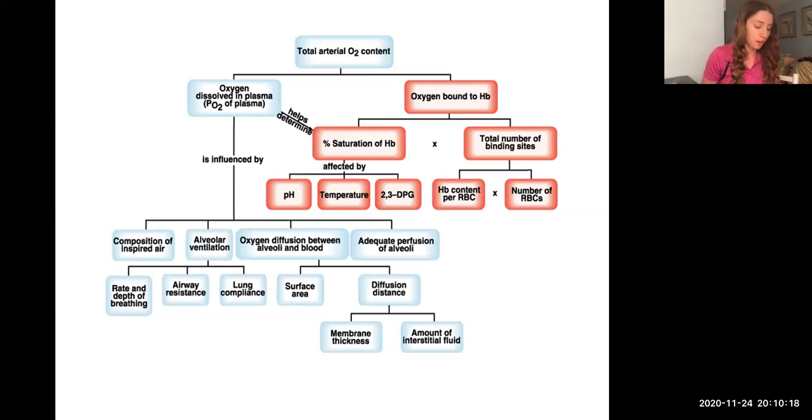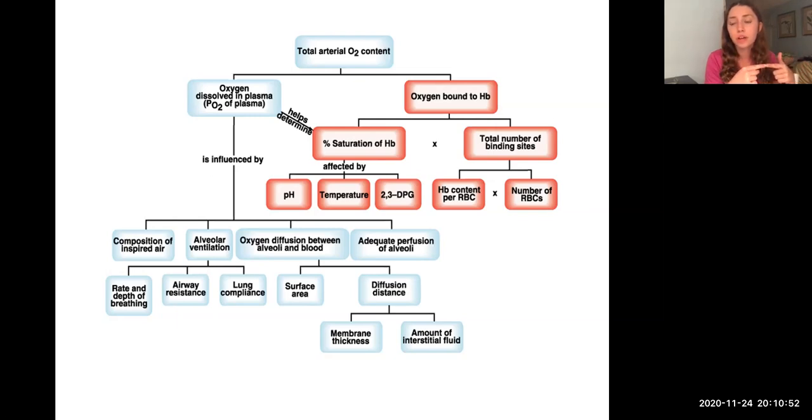Okay, so first off, this is basically a chart that's stating what affects the total arterial O2 count or content. So if it's in the plasma, if it's PO2, what are the factors that change that, most generally speaking? Isn't that the rate and depth of breathing? Well, no, the PO2 is basically the amount of oxygen that's dissolved in the blood.